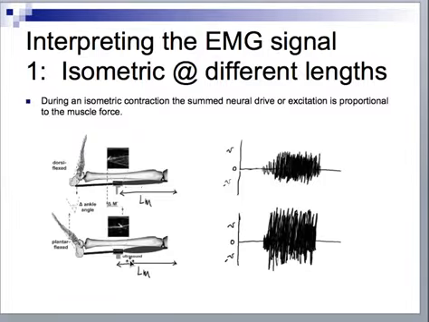So neural drive is essentially indicating how much the nervous system is driving the muscle to meet force demands, and other factors like length help determine how much actual force the muscle is producing given that neural drive.